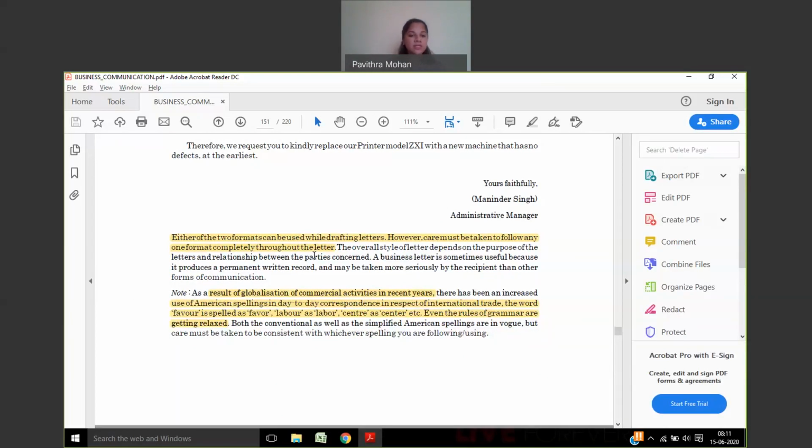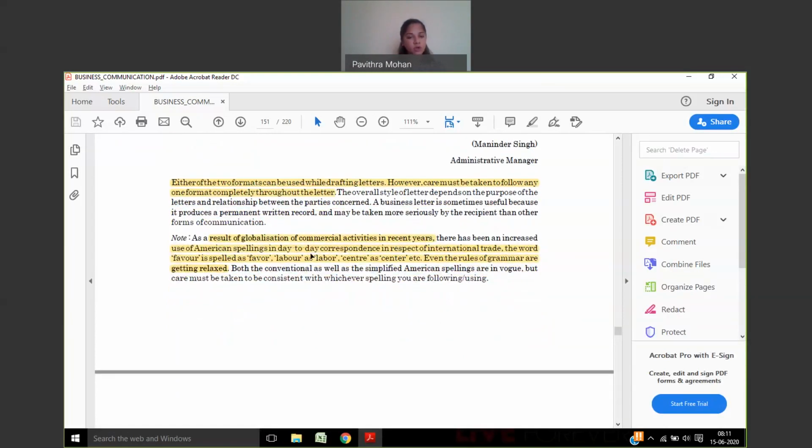Okay, and after this, as a result of globalization of commercial activities in recent years, use of American spelling in day-to-day correspondence in respect of international trade, the word favour is being spelled as favor, labour as labor, centre as center. Even the rules of grammar are getting relaxed, but kindly ensure you're not using a lot of simpler formats of English and follow the British accent, or the British writing style.